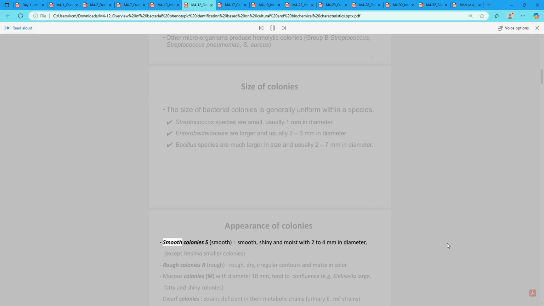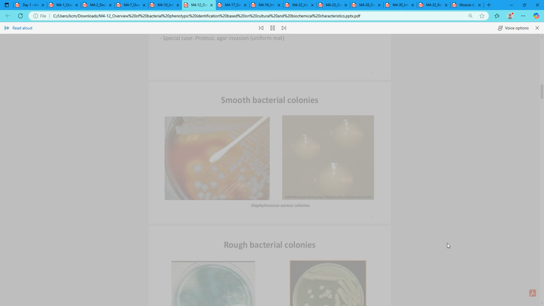5. Appearance of colonies. Smooth colonies, S: smooth, shiny, and moist, 2 to 4 mm in diameter, except Yersinia, which has smaller colonies. Rough colonies, R: rough, dry, irregular contours, and matte in color. Mucus colonies, M, with diameter of 10 mm, tend to confluence, e.g. Klebsiella, large, fatty and shiny. Dwarf colonies: strains deficient in their metabolic chains, e.g. urinary E. coli strains. Special case, Proteus: agar invasion, uniform matte.